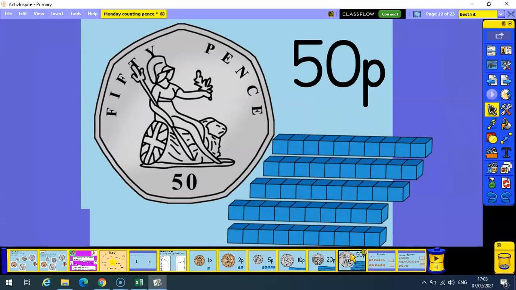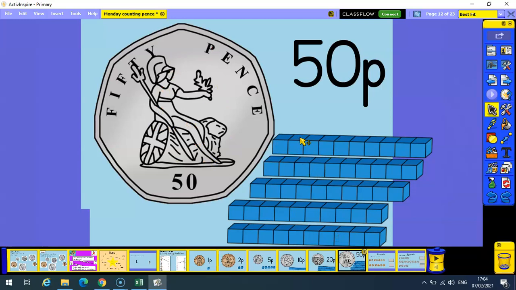The last coin we're looking at today is the 50 pence. Can you see how it is the biggest coin that we've been looking at today? And it is made out of silver. Whenever we're looking at pence, we are looking at money that is made out of silver and copper. We don't have any gold money that is pence. If you are looking at a gold coin, it must be a pound. We're not going to look at pounds today, we'll save that for tomorrow.